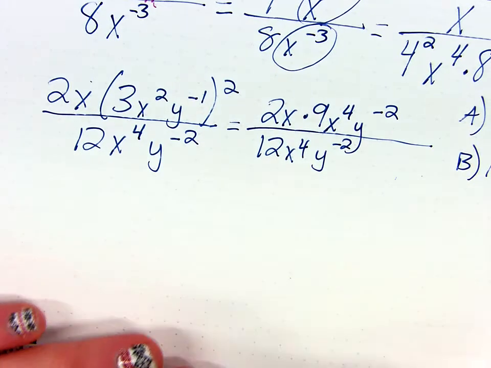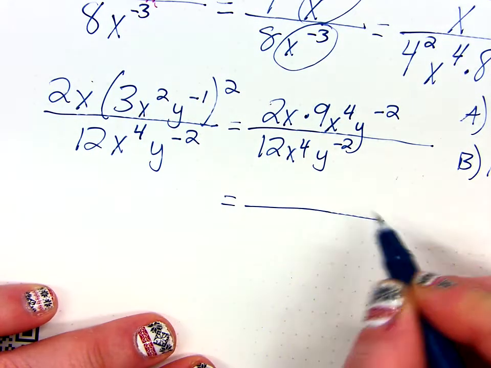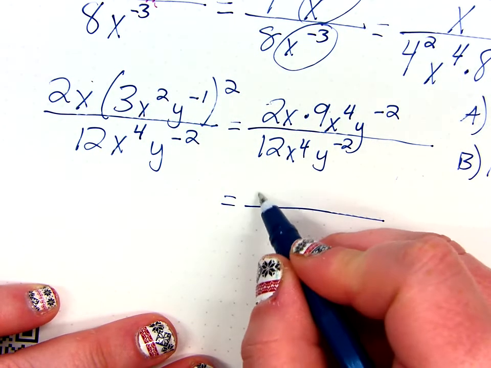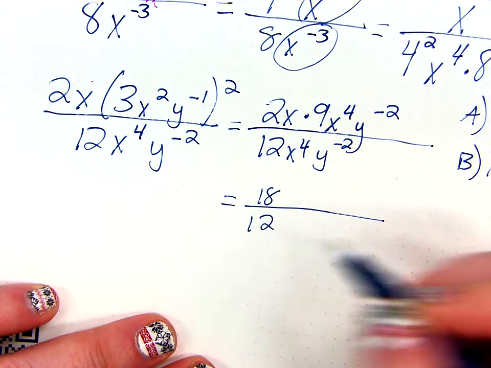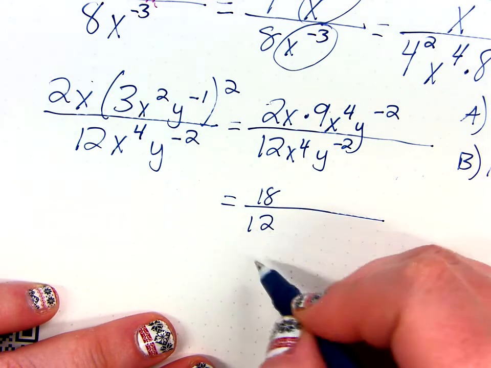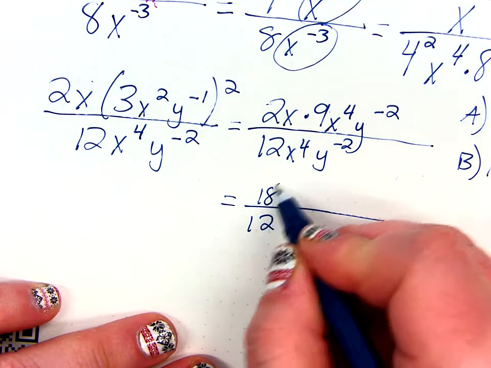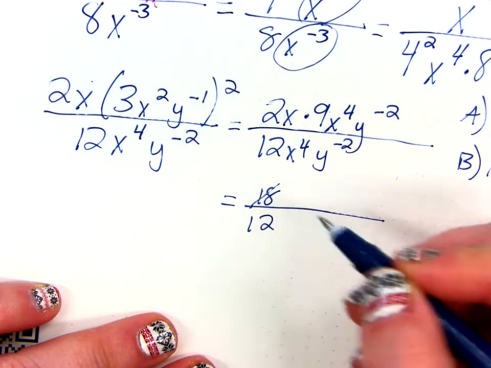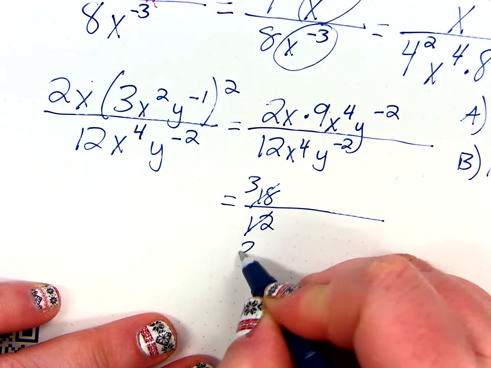Okay, now I'm going to handle the numbers. Up top I have 18, and on the bottom I have 12. Can I reduce them? Yeah, so that's now reduced by what, 6? So that'd be 3 halves.